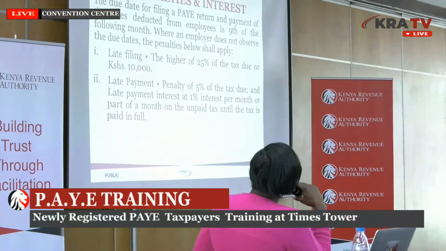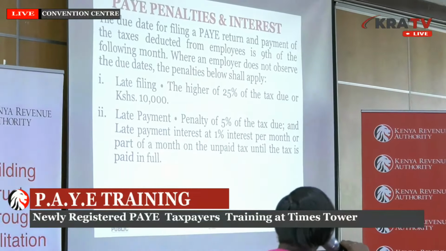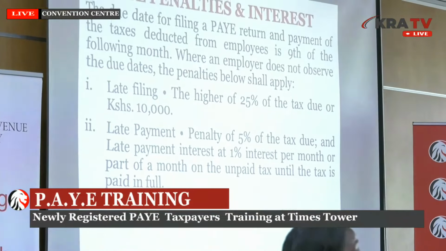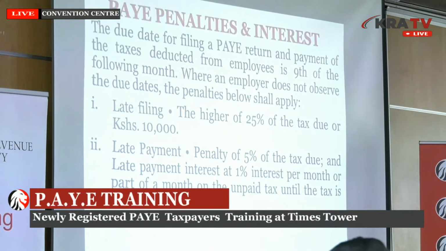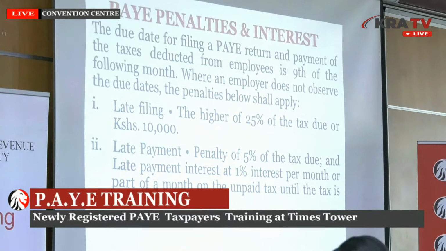And then late payment, you have a penalty of 5% of the tax due. So in this case, 5% of 200,000 will be the penalty for late payment. And also, if you do not pay, say on the 10th, after the month has lapsed, there is interest of 1% per month. And that interest is compounded. So every month, the interest keeps on rising. The more you delay in remitting the tax, the interest goes on increasing.